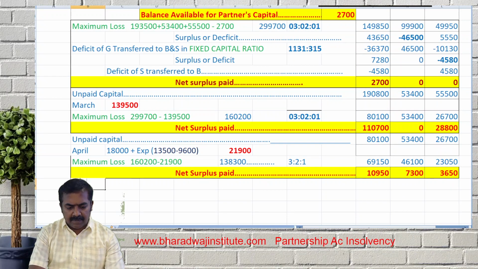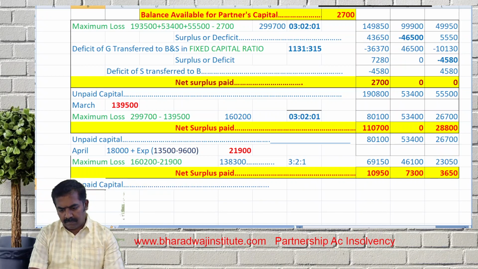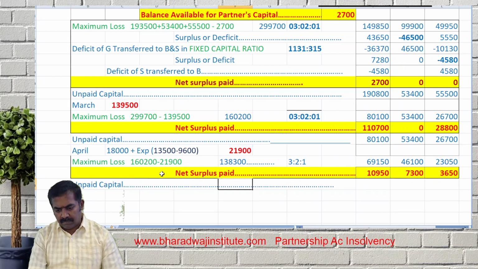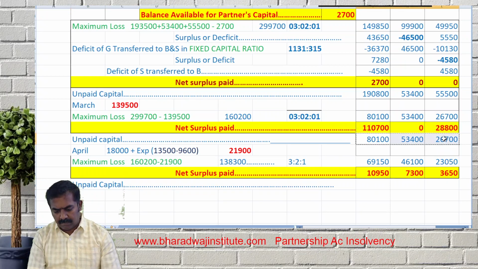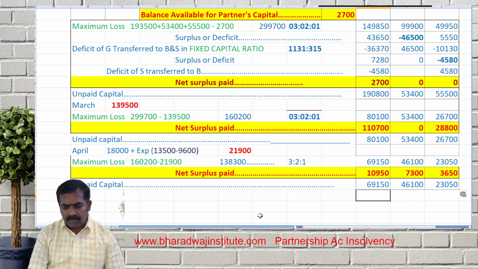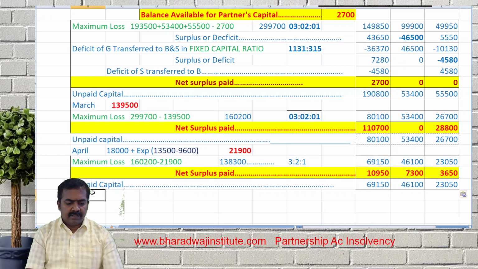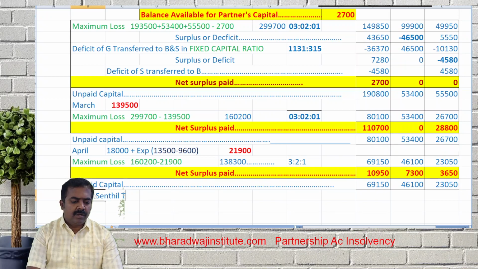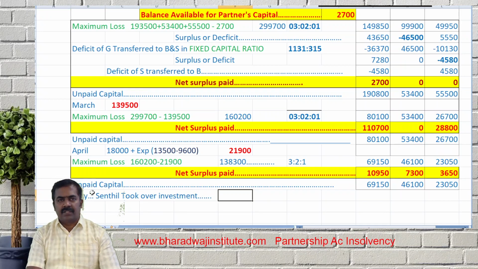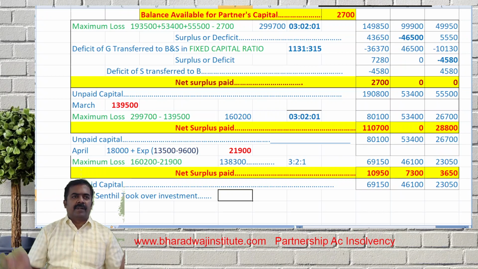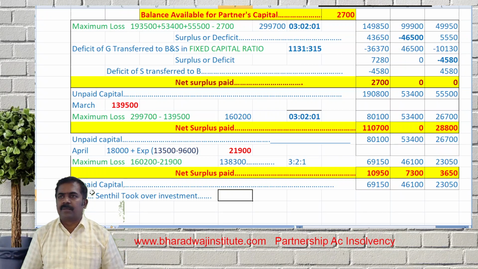Again, work out unpaid capital. Wait. May month, what happened? Senthil took over investment. Take it as a separate realization. Okay, Senthil will pay to the other partners. After his share, the balance will be settled to the others.